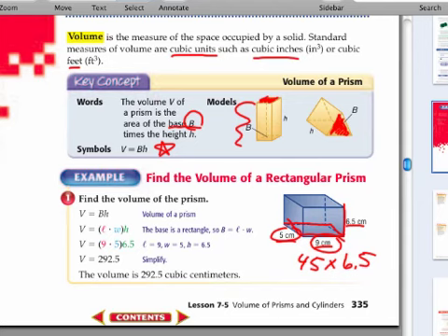Now, for something as simple as a rectangular prism, you may just remember length times width times height, and there's nothing wrong with that either. But the nice thing about keeping in mind base times height is it works for rectangular, triangular, pentagon, any shape. As long as you find the base, you can take it times the height. It even works for cylinders, where we're talking about a circle, and we take that up. Anyway, 45 times 6.5, if you multiply all that out, you get 292.5.